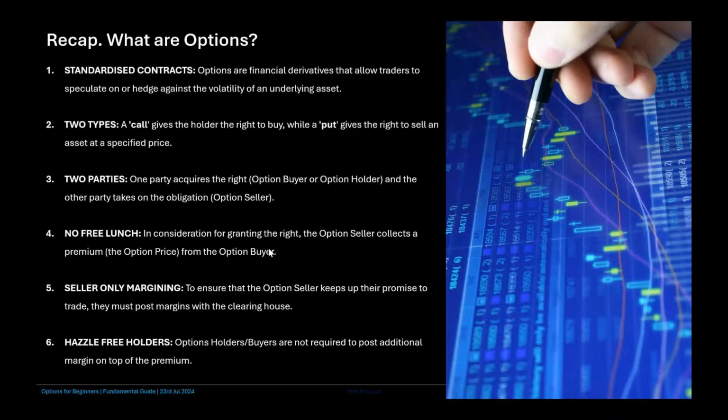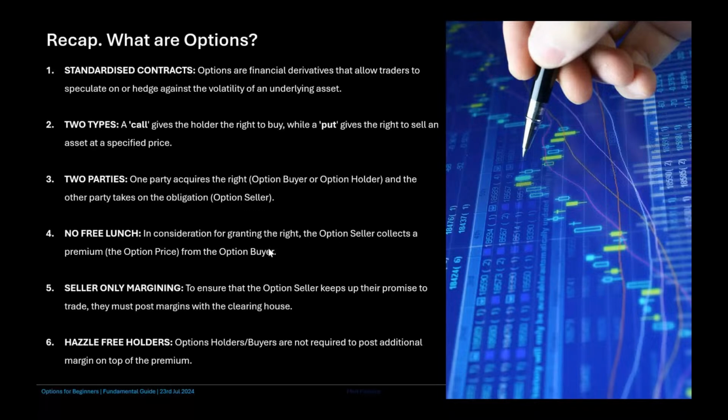Option contracts can be of two types. It could either be a call or it could be a put. A call option contract gives the holder of the contract the right to buy, while the put contract gives the right to sell an asset at a specified price at a future point in time. So those are the two types of contracts. Standardized contracts, two types: calls and puts.